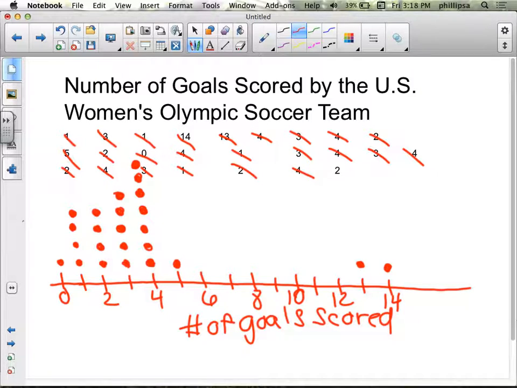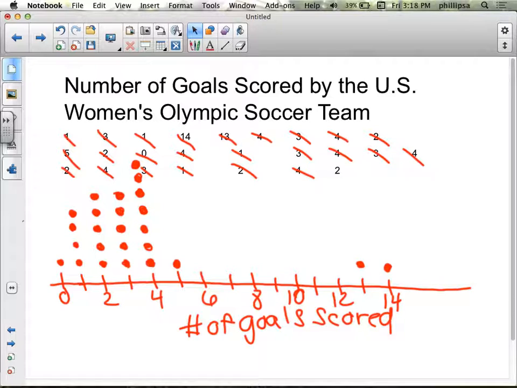Okay. And that right there is our dot plot. Not much more to it. The next thing that we want to do is start to talk about how we would describe the distribution of our dot plots or any quantitative variable.